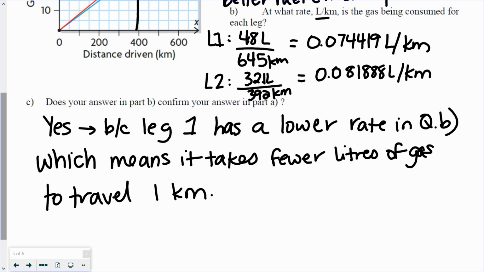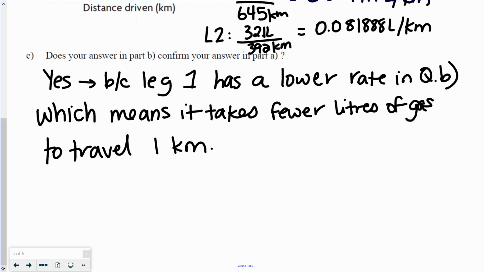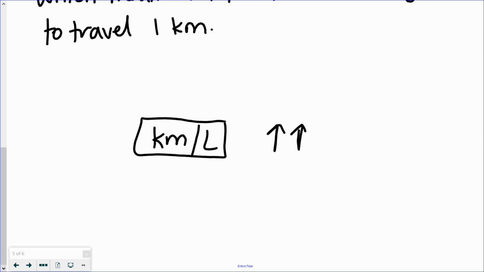You obviously don't need to add this in, but sometimes car commercials, if you ever see them, will actually tell you kilometers per liter. So it's saying how many kilometers can you drive on 1 liter of gas? And in that case, you would actually want a higher number. You'd want to be able to travel more kilometers per liter. So depending on how your rate is expressed, you need to think about what it actually means.